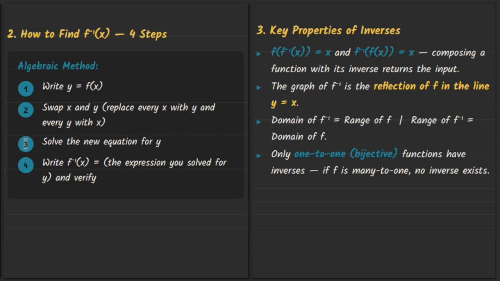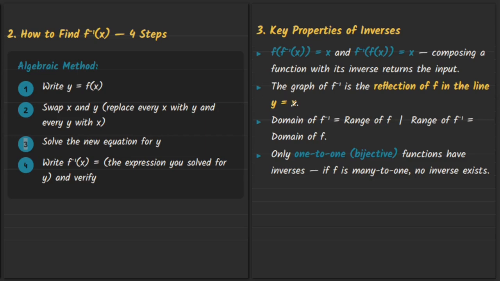Among the properties, the first one we'll be looking at is composing a function with its inverse retains the input. So if you have your function f of x, then you are able to find the inverse of that function. Now, if you put the inverse of the function into the function itself, you get a value of x.